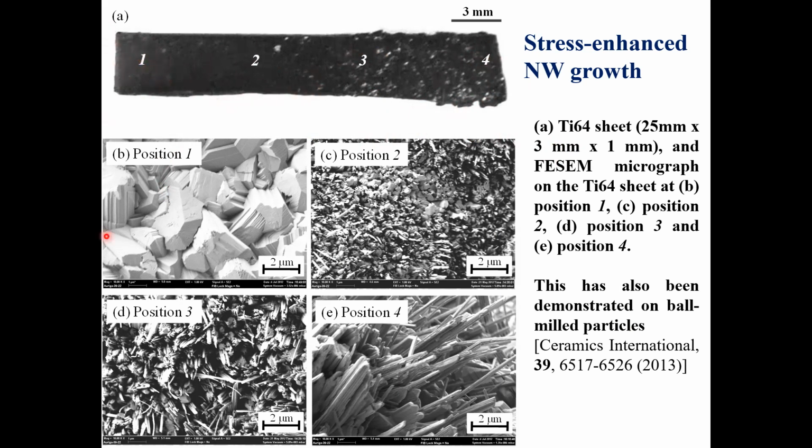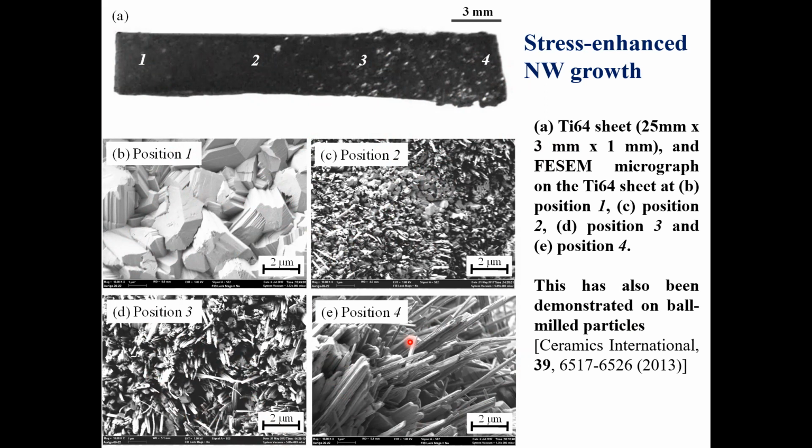So in the undeformed form, you basically grow equiaxed oxide. And then if you go to position 2, you see some one-dimensional structure on top of the equiaxed. Location 3, more, and location 4 is even more. So clearly, the pre-deformed sample is enhancing the process.